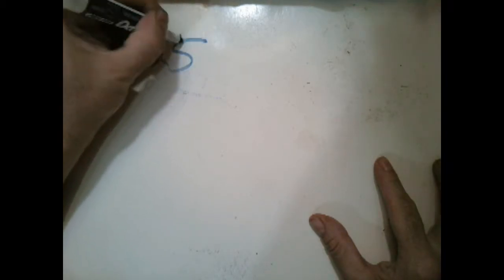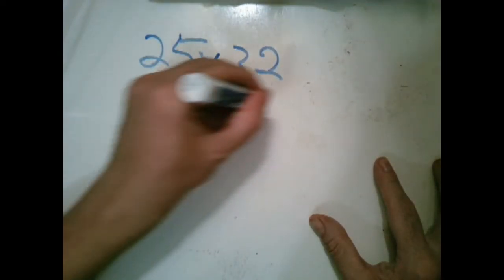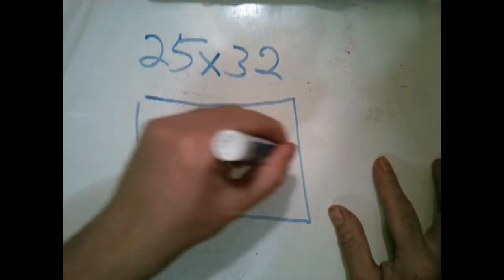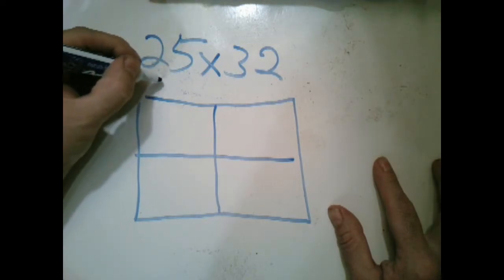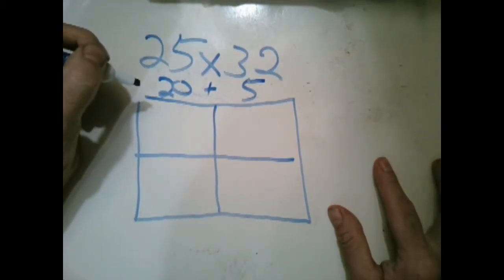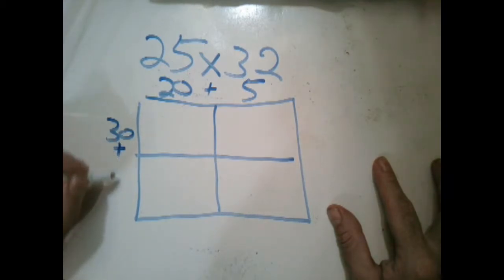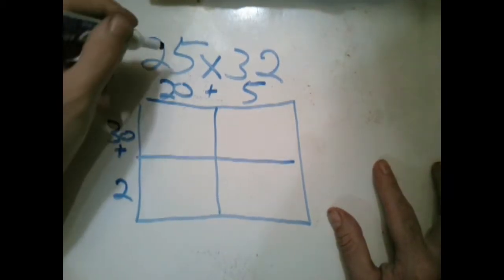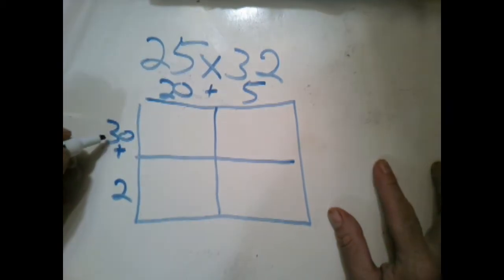So if I have 25 times 32, what I do is create a box, and I break these numbers down. This is 25, so that's 20 plus 5. Then I have 32, which is 30 plus 2. So we have 25, 20 plus 5, and 32, which is 30 plus 2.